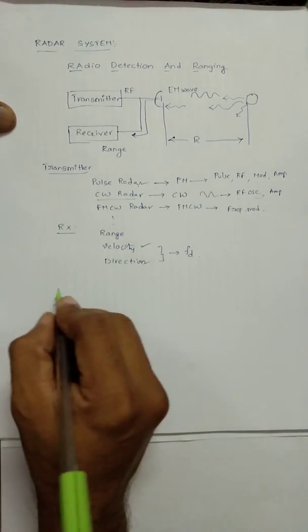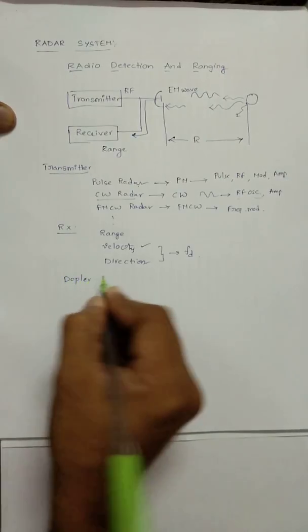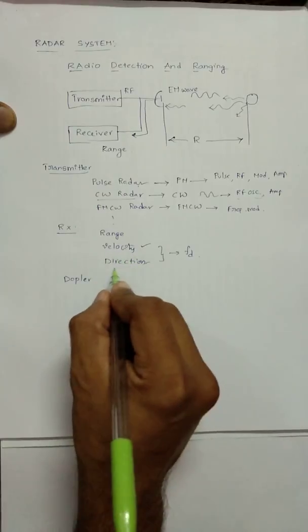Now, what do we mean by the Doppler phenomenon? How does it help in the determination of velocity and direction?